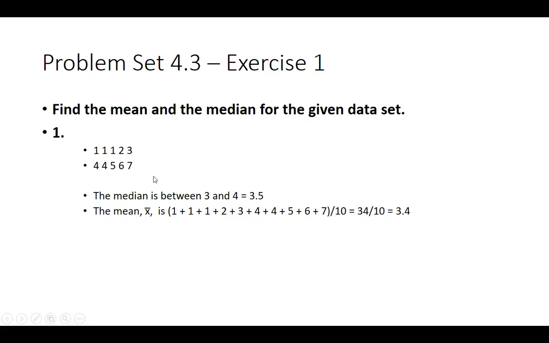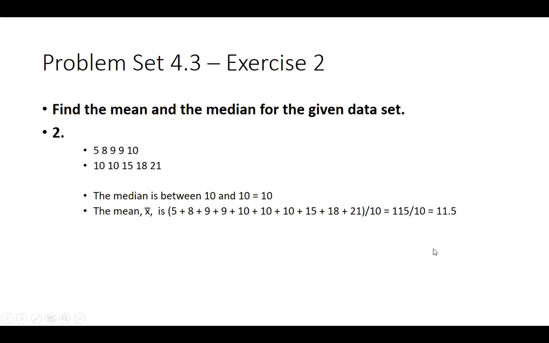The mean, X bar, we add them all up and divide by how many we have. So add them all up and divide by 10. 1 plus 1 plus 1 plus 2 plus 3 plus 4 plus 4 plus 5 plus 6 plus 7 is 34. 34 divided by 10 is 3.4. So X bar, the mean, equals 3.4.